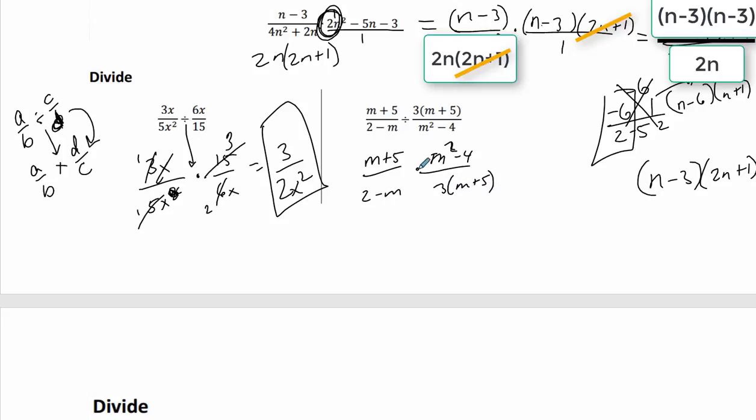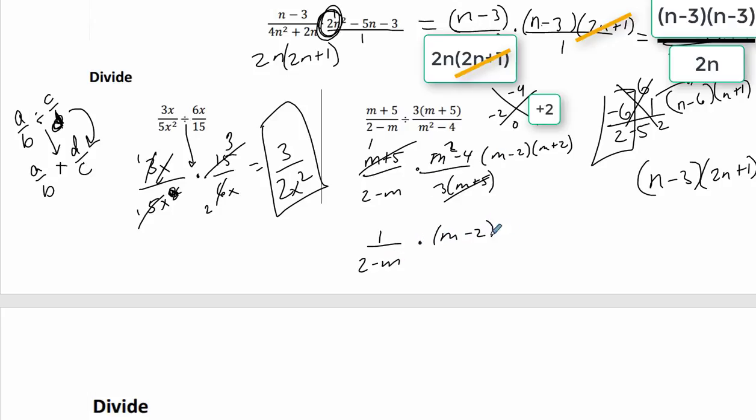Well, right from the get-go, you can tell me that this m plus 5 and that m plus 5 are gone. We can do that because they're diagonal, right? Well, this m squared minus 4 is minus 4, 0, minus 2, minus 2. So it's really m minus 2 times m plus 2. So let's rewrite what I have left over. This becomes a 1, so it's 1 over 2 minus m times m minus 2 times m plus 2 over 3, because the m plus 5 is gone, the 3 is left.